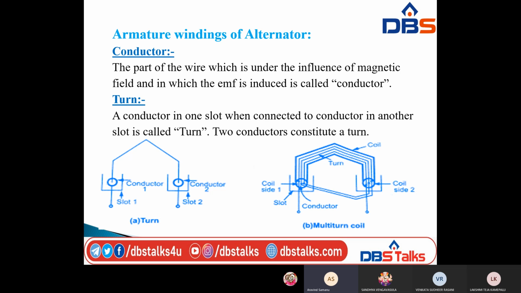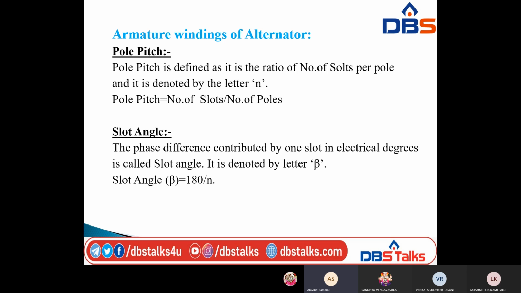And next one, pole pitch. This one is a very important topic. Pole pitch and slot angle are the basic terminologies of the armature winding. What is meant by pole pitch? Pole pitch is defined as the ratio of the number of slots per pole, and it is denoted by the letter n.